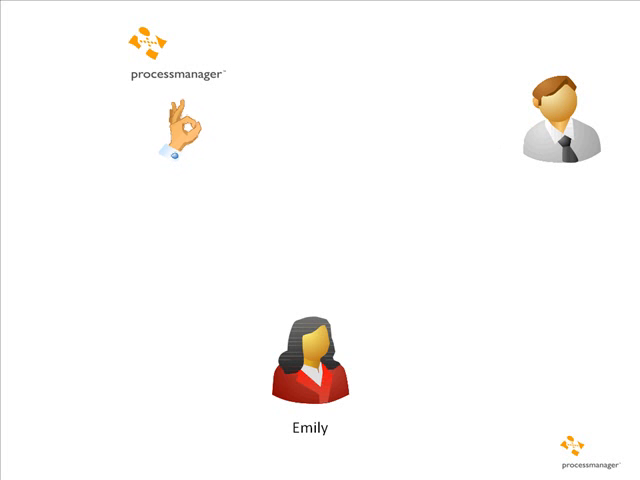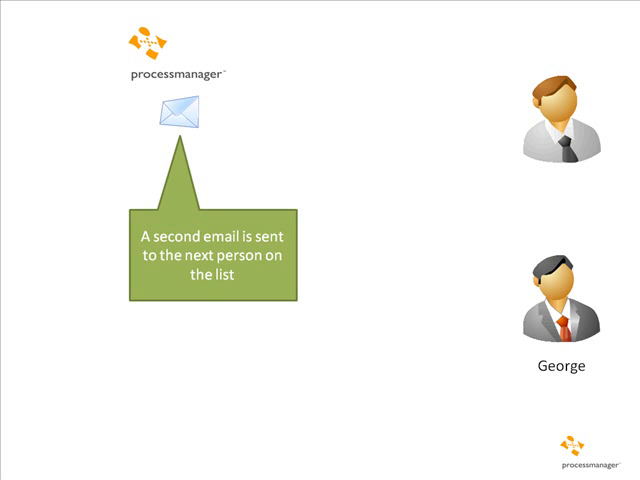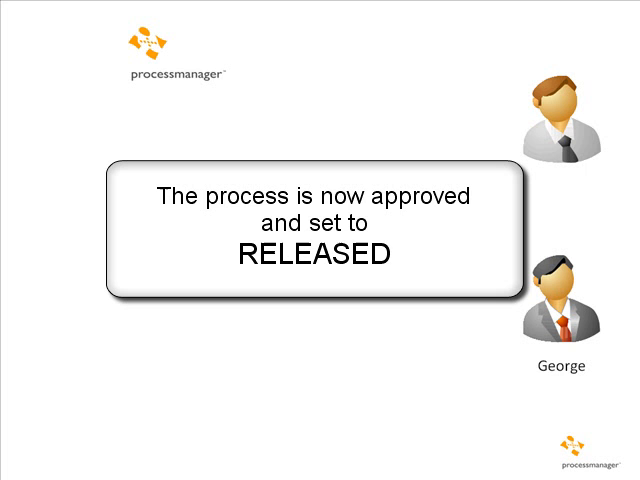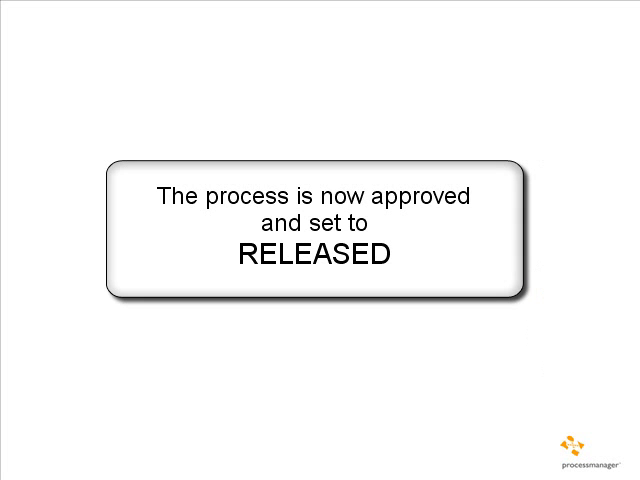If the first reviewer approves the model, then the second will be sent a notification. Once the model has passed the approval cycle, it will be labeled as released. Released means that the model can now be seen and used by others in the organization. This means that the models and process data are protected until they are ready for general consumption. You have complete control over who has access.